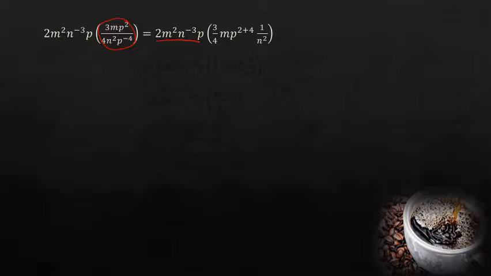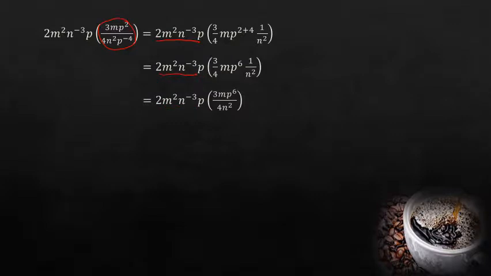M doesn't have a partner, so we just copy it. So that will be p raised to the power 2 plus 4, all over 1 over n squared. So again, copy this factor. We simplify this as 3 over 4, m, p to the power 6, 1 over n squared. So we write this now as just a single fraction, so that is rewritten as 3mp to the 6 all over 4n squared. So this time, we only have one variable or one base each on the numerator and the denominator. So we can now multiply that to the first factor.